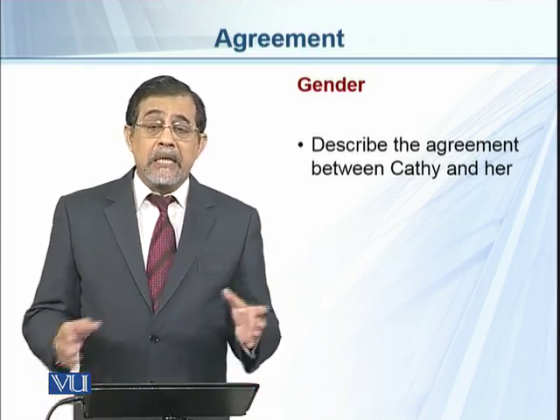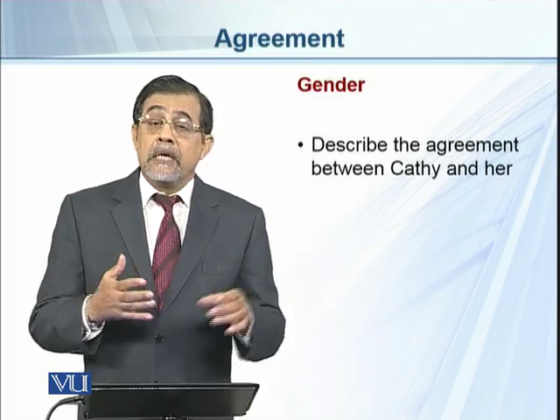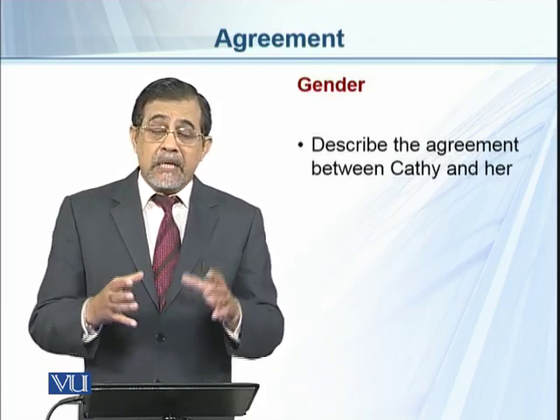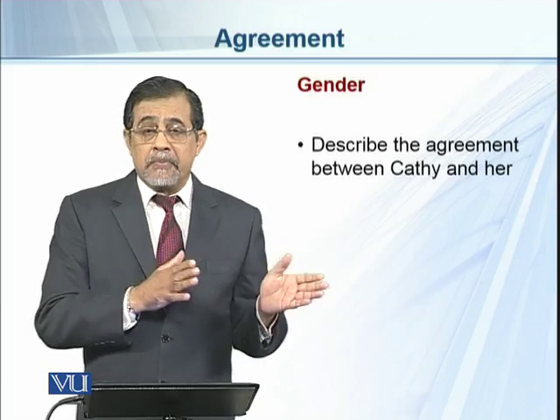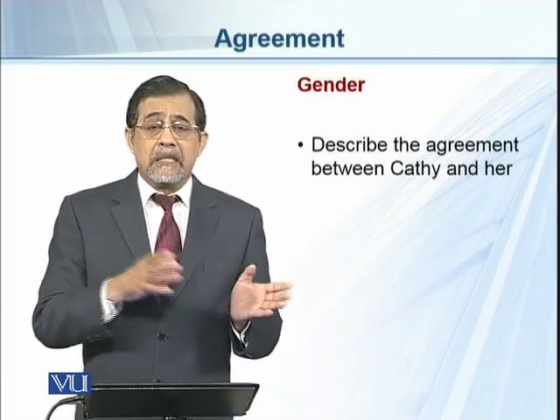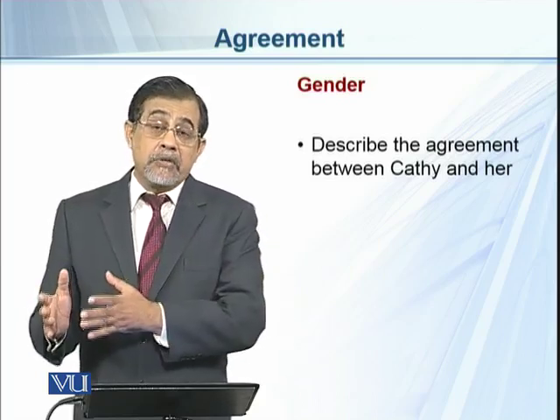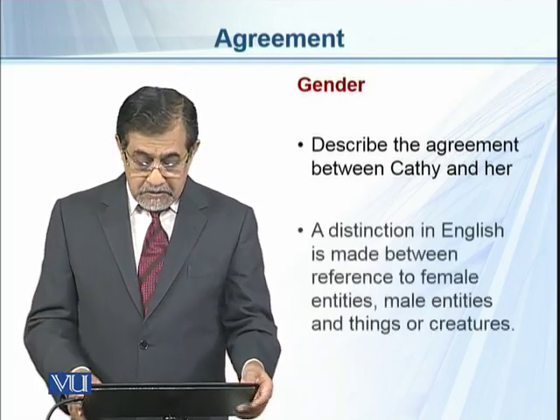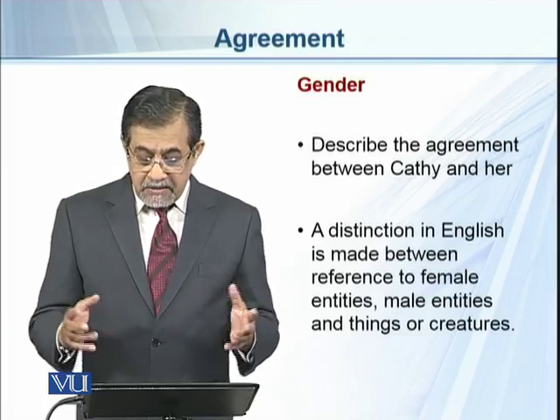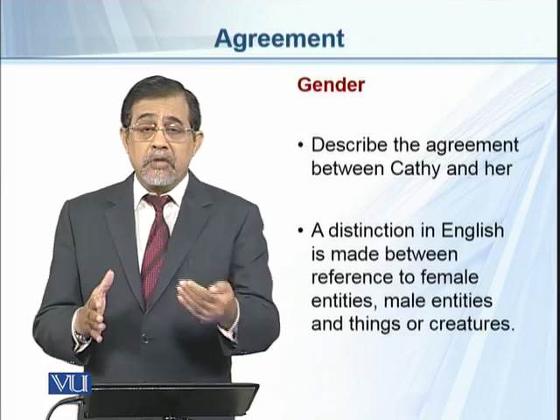This is very important. The agreement must be in person, in gender, and in number. So whenever we are talking about these agreements, we must know that there must be agreement between a noun and its pronoun in number. If the noun is singular, the pronoun is singular. If the noun is masculine, the pronoun is masculine. If the noun is third person, the pronoun is also third person. So a distinction in English is made between reference to female entities, male entities, and things or creatures, right? Sometimes we take things and creatures as neutral gender.